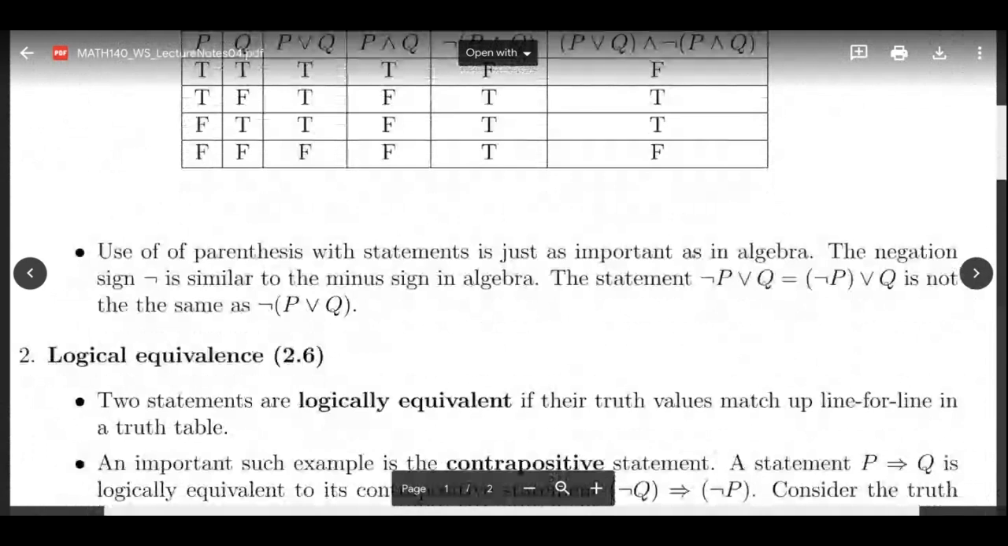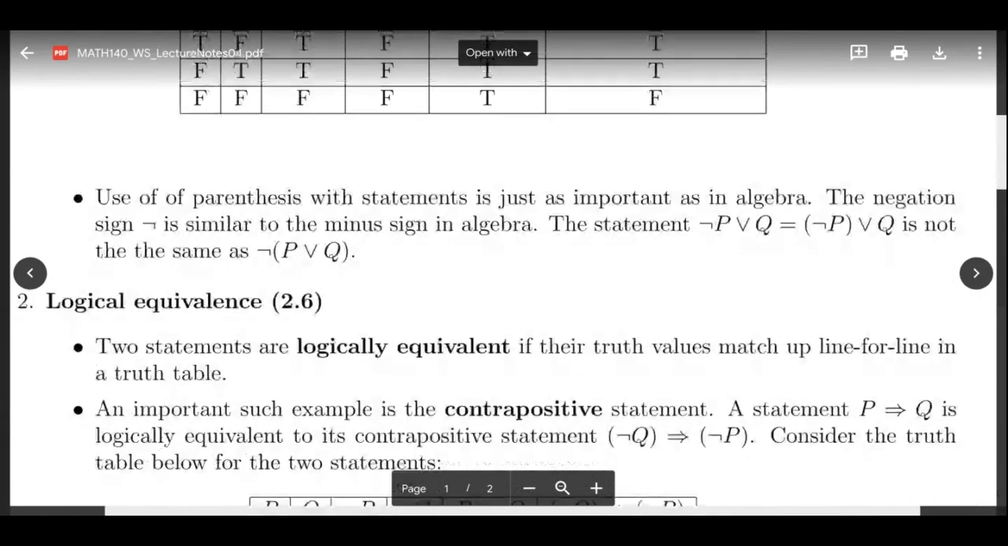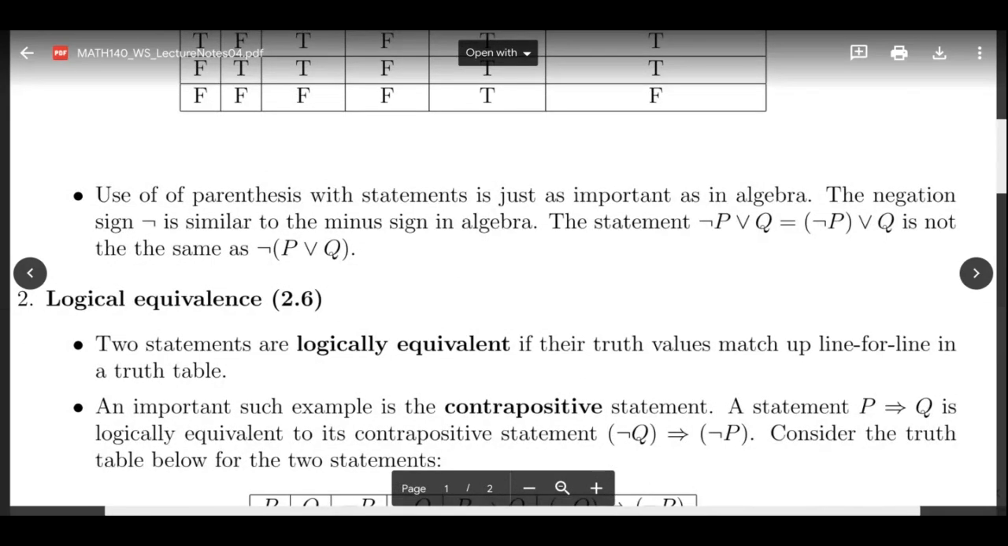So parentheses is the same way we use in algebra. The negation is similar to the minus sign. You know, minus sign negates, right? If you have positive 2, we put a minus sign in front of it, it becomes a negative 2. So that's a negation.